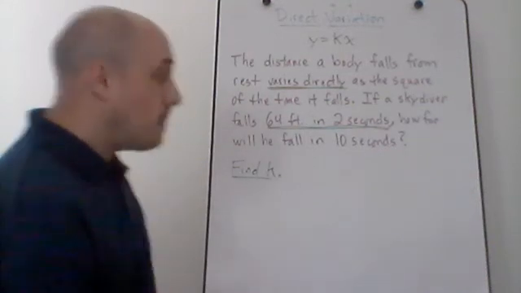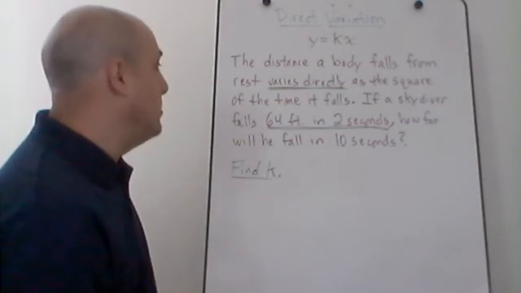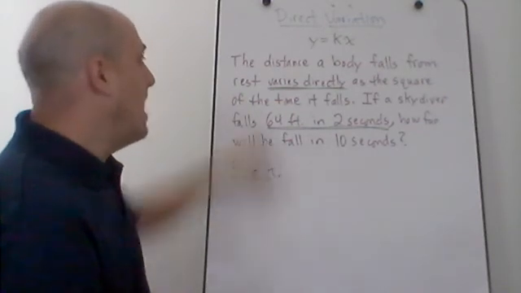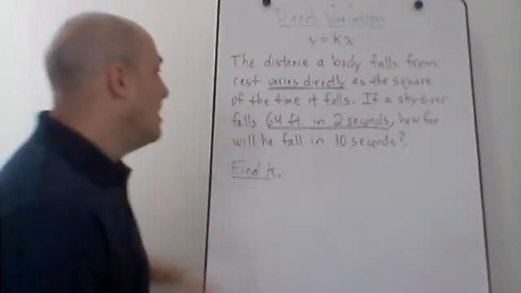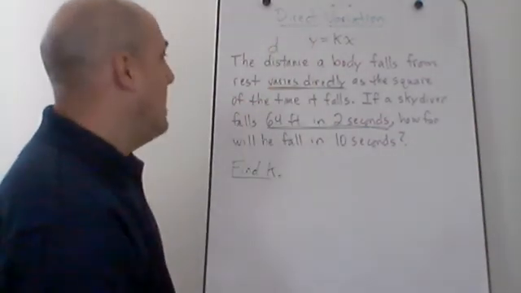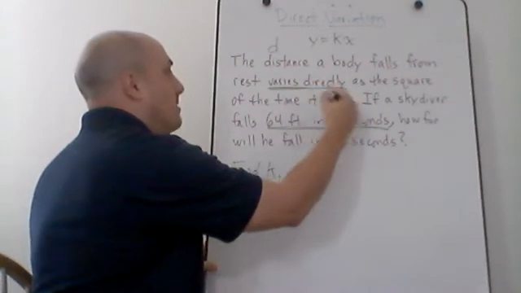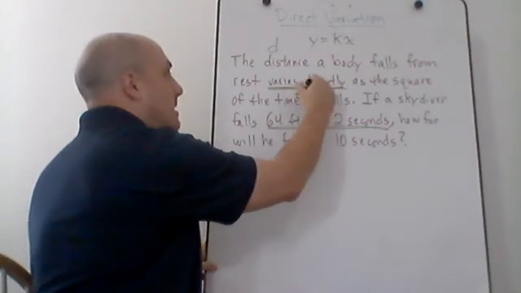All right, so the first thing I'm going to do here, when I need to find k, is set up what my equation is going to look like. So we have the distance that the body falls. Let me call that d for distance, and then it varies directly as the square of the time that it falls. So let me call the time t.